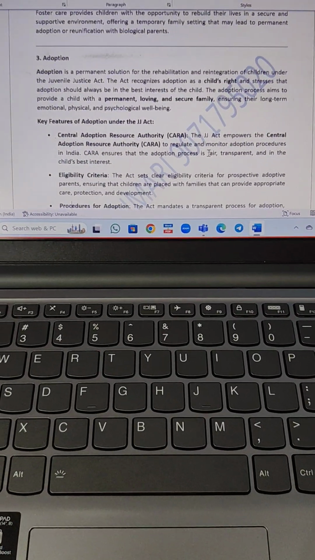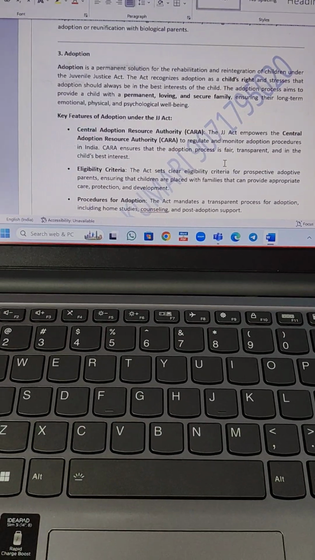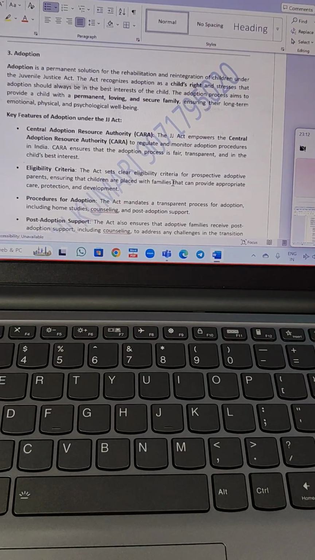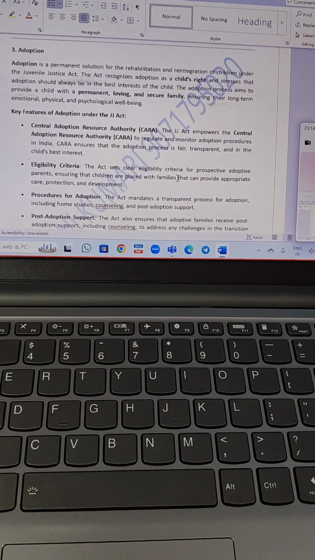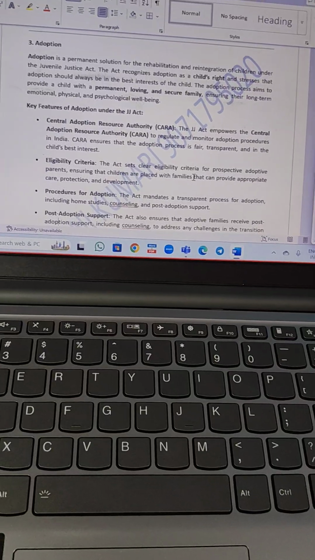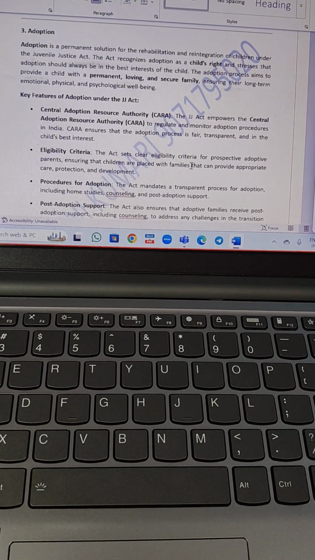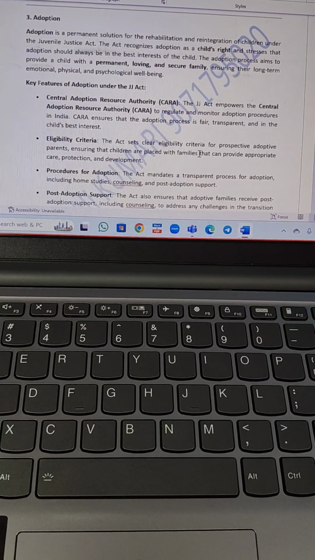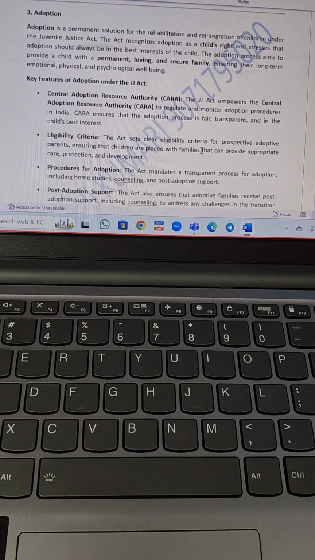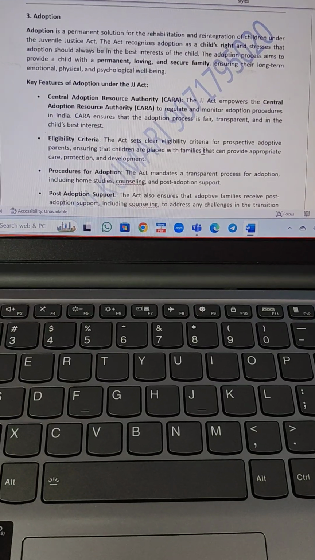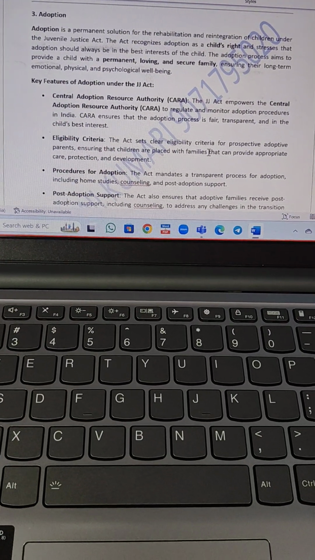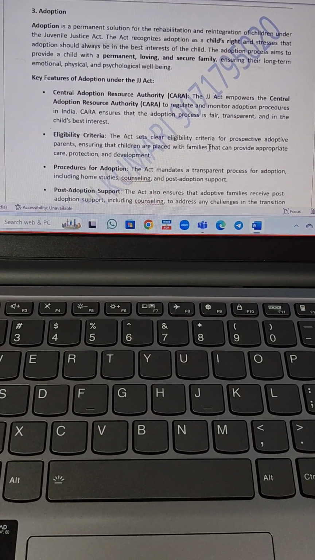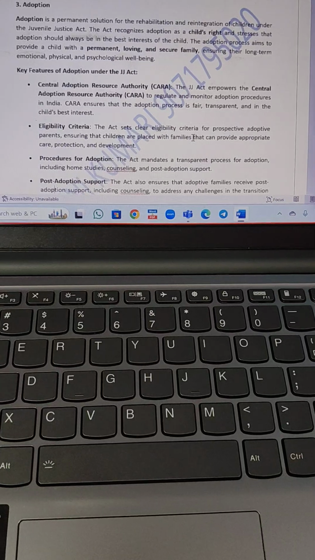Now adoption. This is again an important segment. Adoption is a permanent solution for the rehabilitation and reintegration of children in society. The Act recognizes adoption as the child's right and stresses that adoption should always be in the best interest of the child. The adoption process aims, please underline, at a permanent, loving and secure family, ensuring their long-term emotional, physical and psychological well-being.